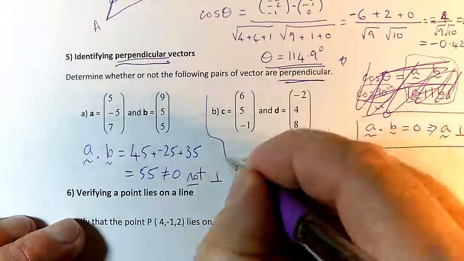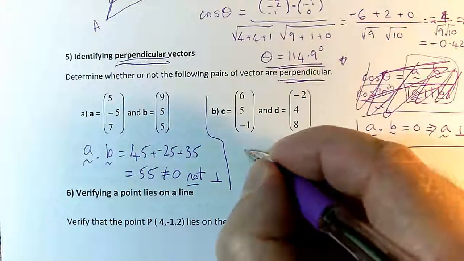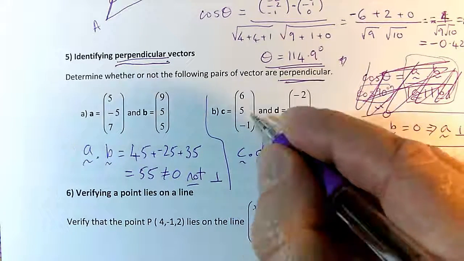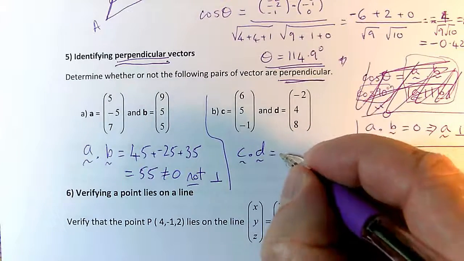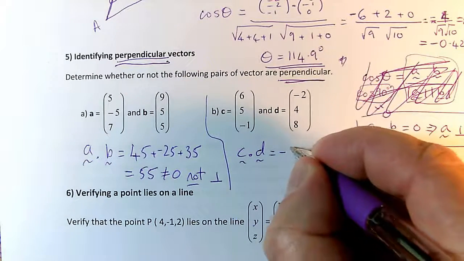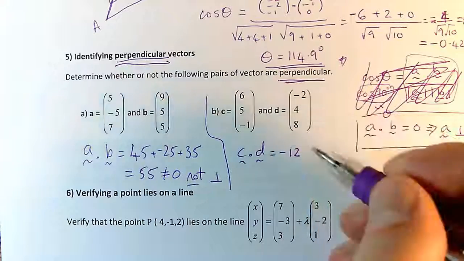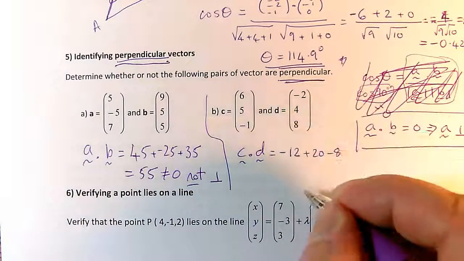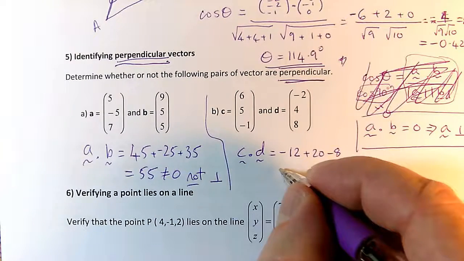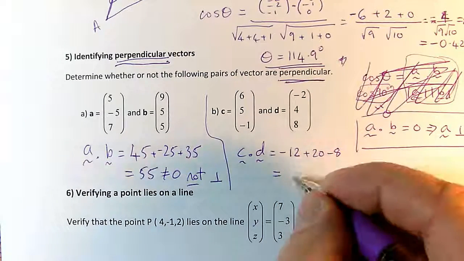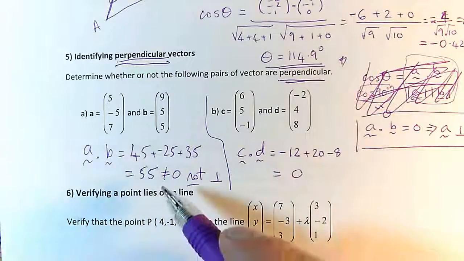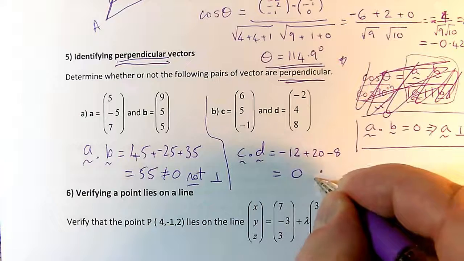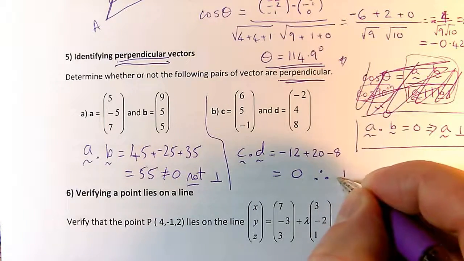So that was the first one. For C and D, I need to do C dot D, vector C dotted with vector D. 6 times minus 2 is minus 12. 5 times 4 is plus 20, and minus 1 times 8 is minus 8. So minus 12 plus 20, well, we knew this was going to happen. It does equal 0. It's bound to happen. Part A wasn't perpendicular, B is bound to be, isn't it? So 0, therefore, they are perpendicular.